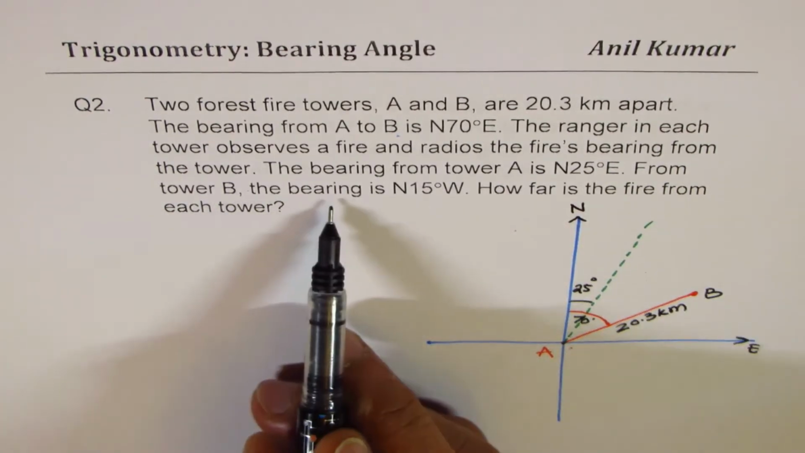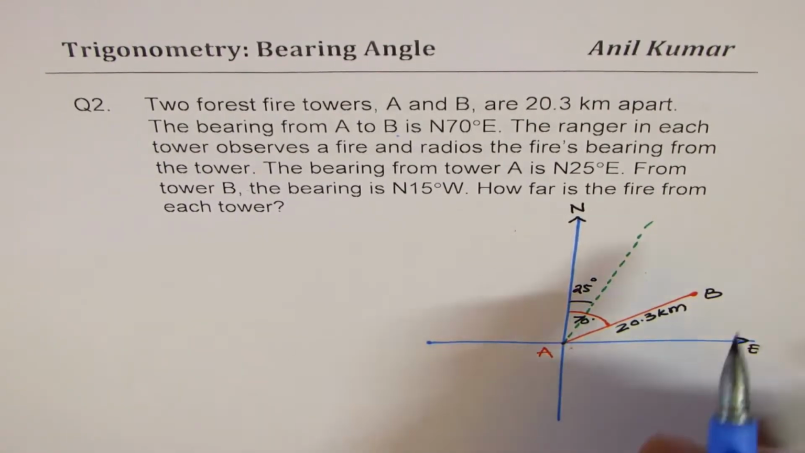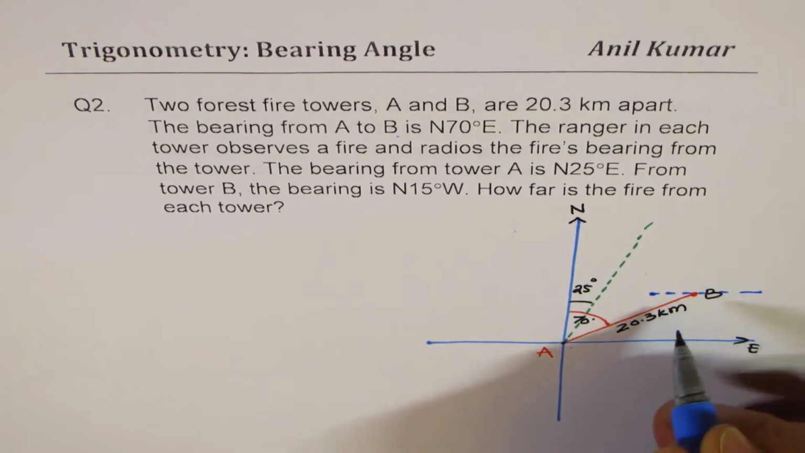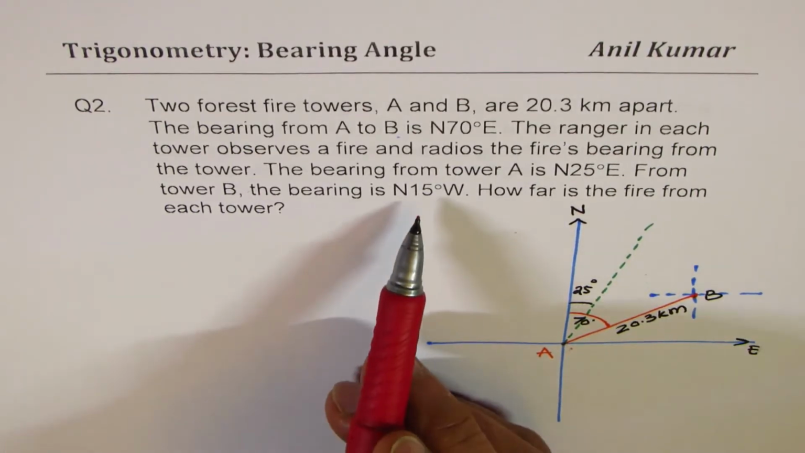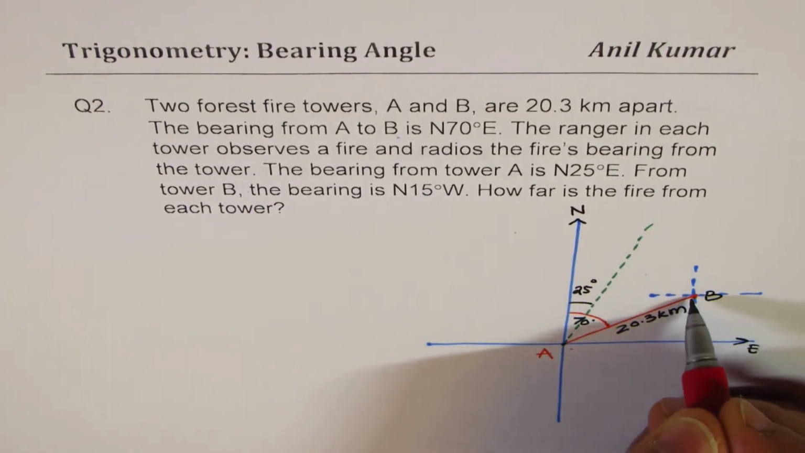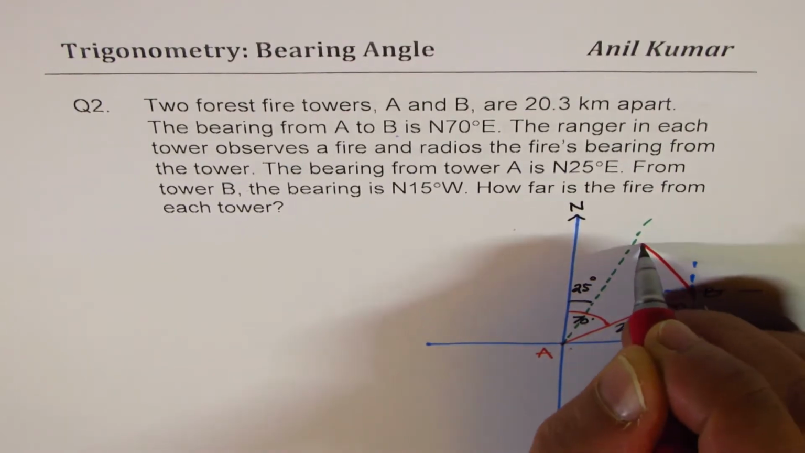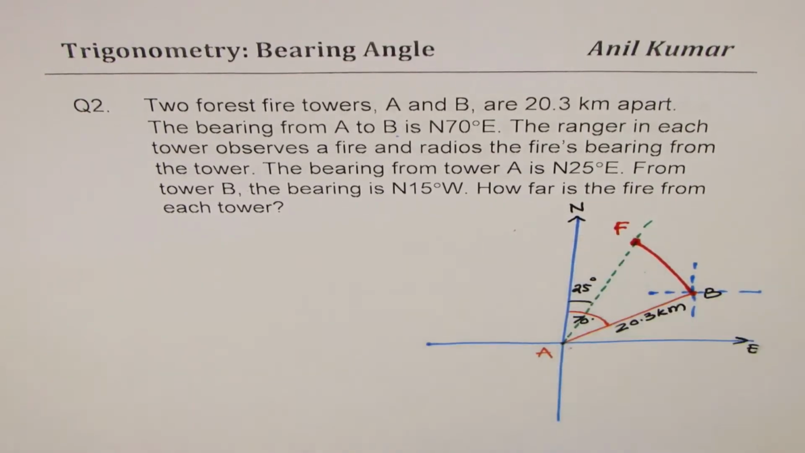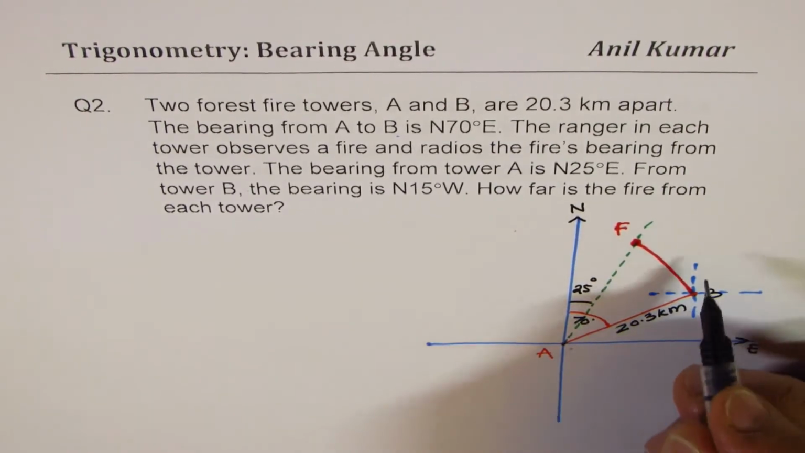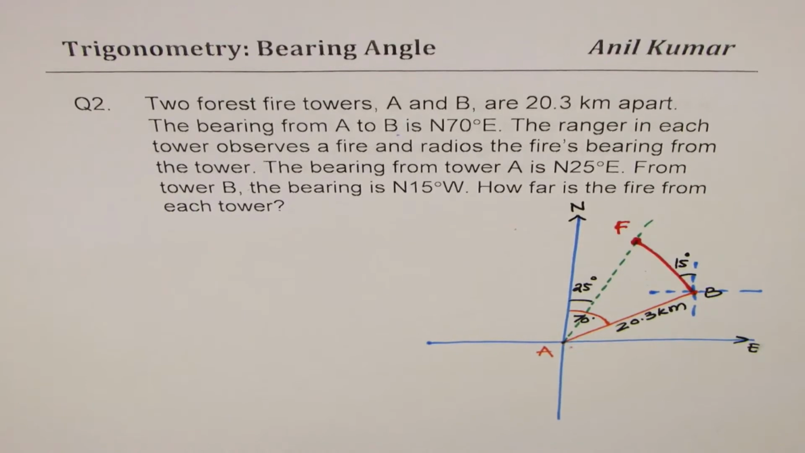Now from tower B, the bearing is 15 degrees west of north. How do we sketch this? So let's temporarily make our coordinate system here, and then we are going to sketch it 15 degrees west of north. So that means something like this, and it will intersect at the fire, right? So let's say kind of like this. Okay. Let's say this point is the fire point. And the angle is 15 degrees. Does it make sense to you, right?